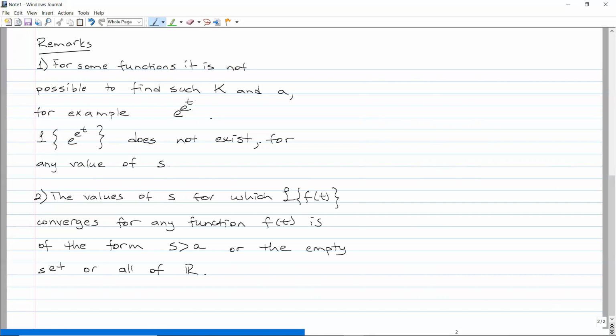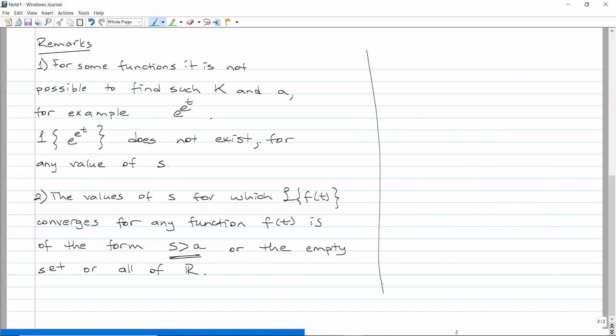So the integral may be convergent for all values of s. I guess this will be the case, say, for the constant 0, for example. So the Laplace transform is going to be 0 for every s. In general, in our examples, we are going to get an interval in the form s greater than a. But as you see in the first remark, the empty set is also possible. Something like e to the t doesn't have a Laplace transform for any value.